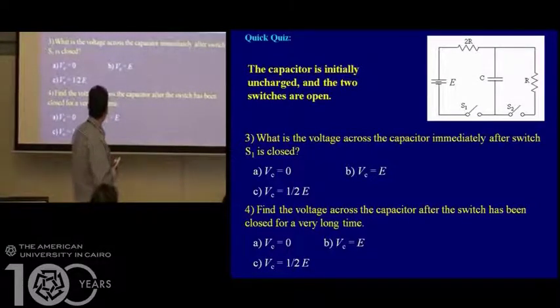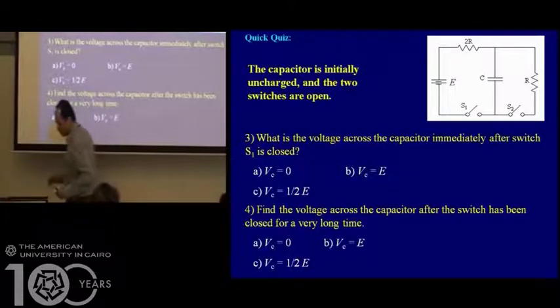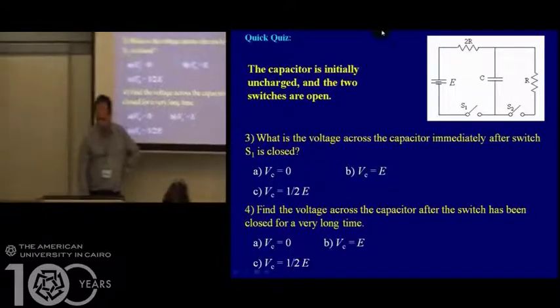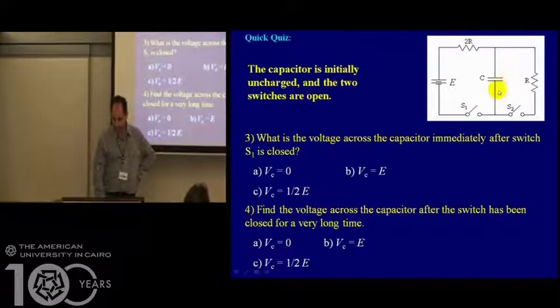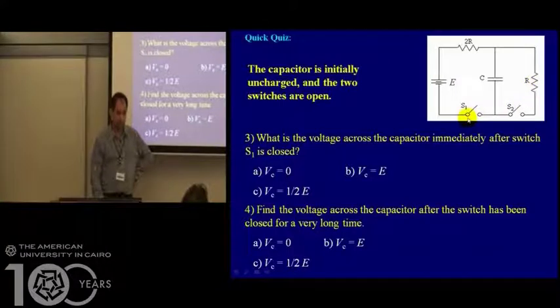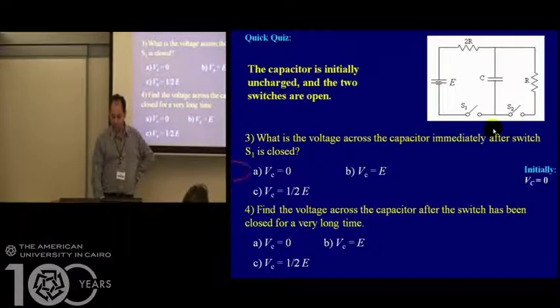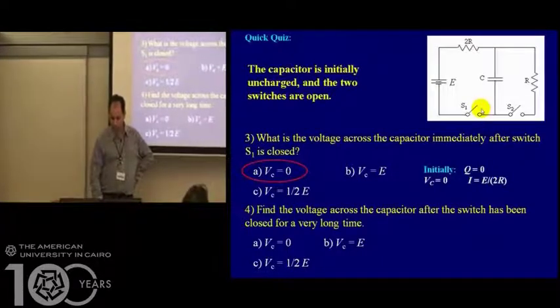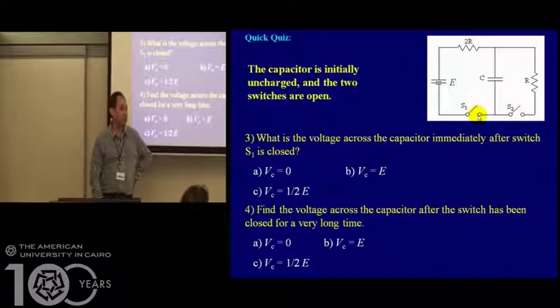Now we have a battery, E, connected to a resistor that has a resistance of 2R, then to a capacitor C, and another resistor parallel to the capacitor C here, and two switches, S1 and S2. Now, I'm going to throw S1 to here. So what happens?